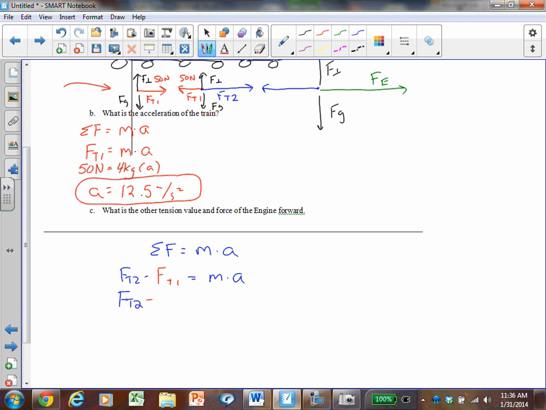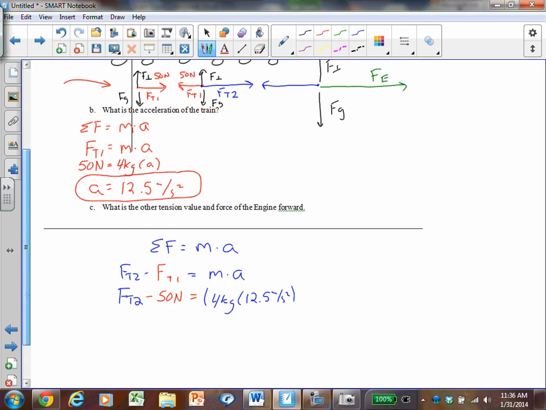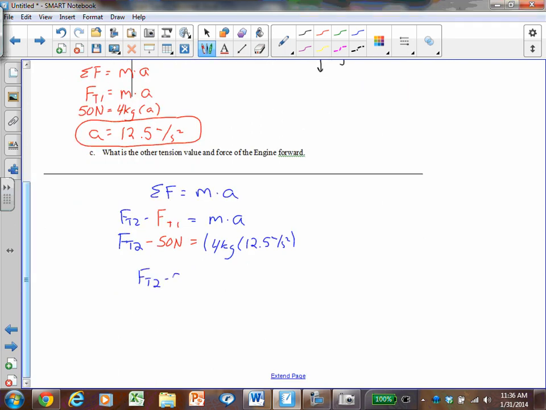We found it already. No, we were given it. 50 newtons equals mass of 4 kilograms times A, 12.5 meters per second squared. So that gives us Ft2 minus 50 newtons equals 50 newtons.